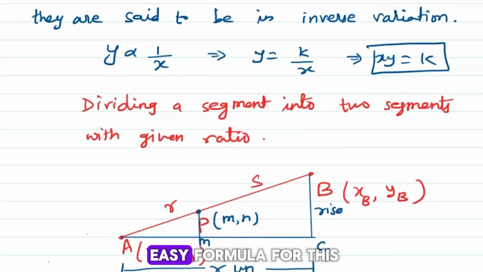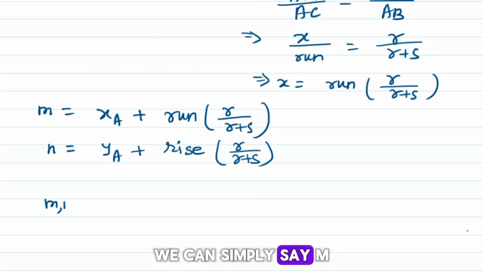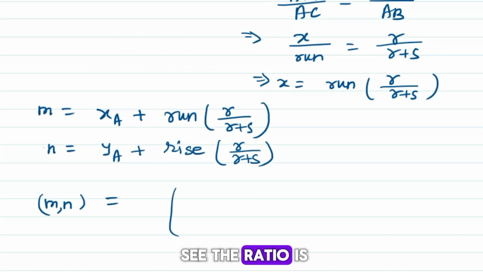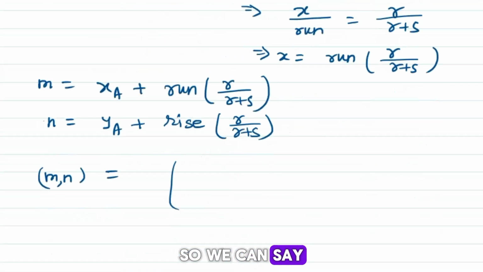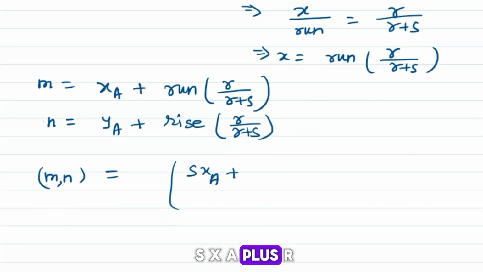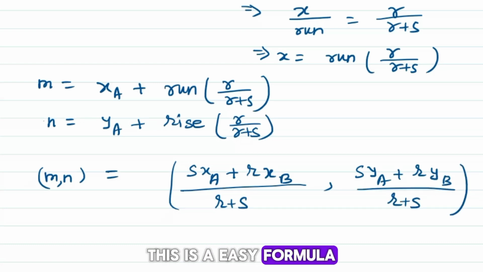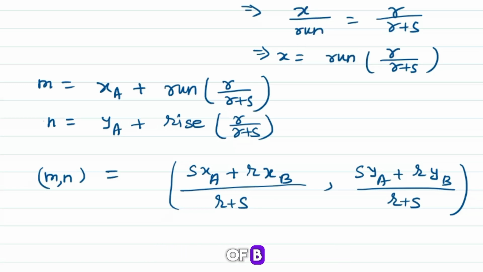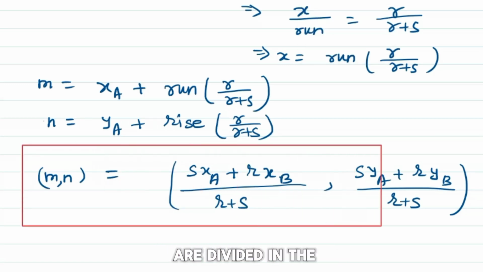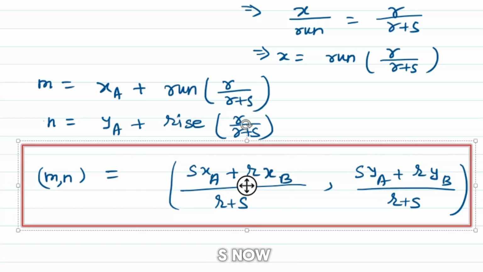But there is an easy formula for this which we can use. We can simply say M comma N is equal to, see, the ratio is R and S, so we can say S XA plus R XB over R plus S. Similarly, we can say S YA plus R YB over R plus S. This is an easy formula which we can use to find the coordinates of P if A and B are divided in the ratio of R is to S.